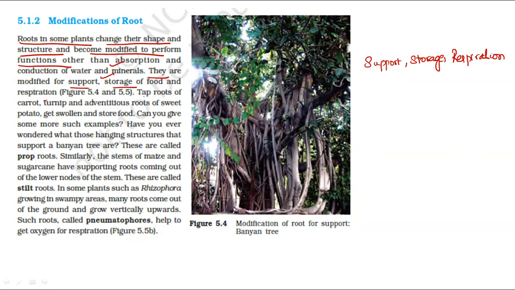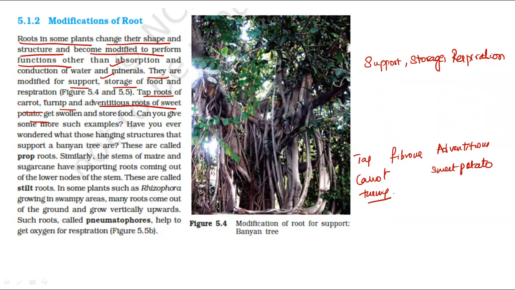Now, taproots of carrot, turnip, and adventitious roots of sweet potato. So we studied about taproots, fibrous roots, and adventitious roots. Sweet potato adventitious roots store food, starchy material. Carrot and turnip belong to the taproot system which store food. And for support, I told you a banyan tree will fall off if it does not have these roots coming from other parts of the plant other than just the ground portion. Those are nothing but called prop roots.